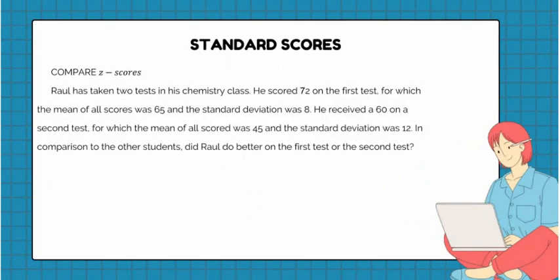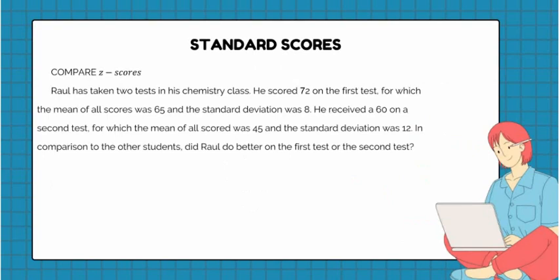So, Raul has taken 2 tests in his chemistry class and he scored 72 on the first test, for which the mean of all scores was 65 and the standard deviation was 8. He received a 60 on the second test, for which the mean of all scores was 45 and the standard deviation was 12. In comparison to the other students, did Raul do better on the first test or second test?